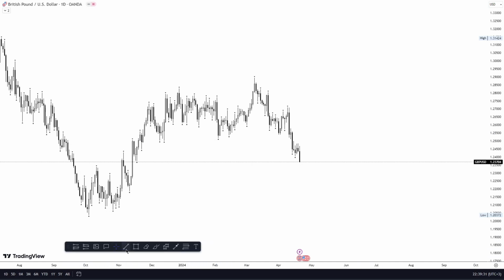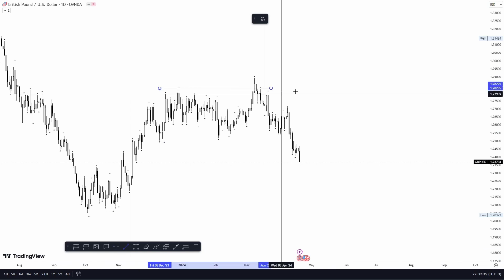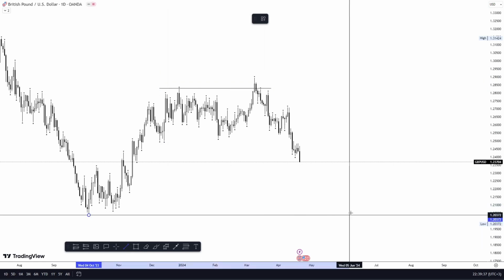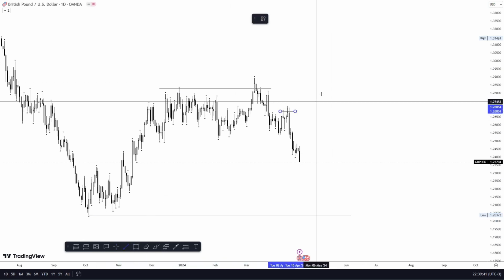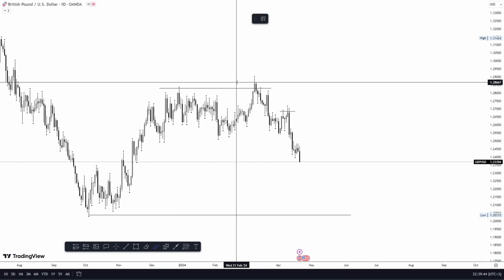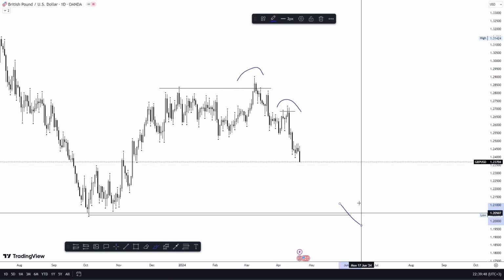So here, for example, if you wanted to take a swing trade, swing short, then you would put your stop loss somewhere here or somewhere here, and you would put your take profit somewhere here.